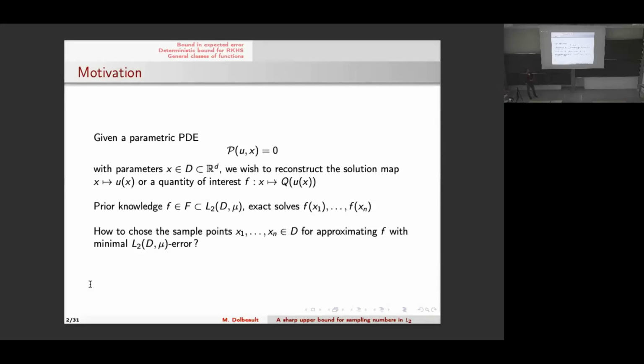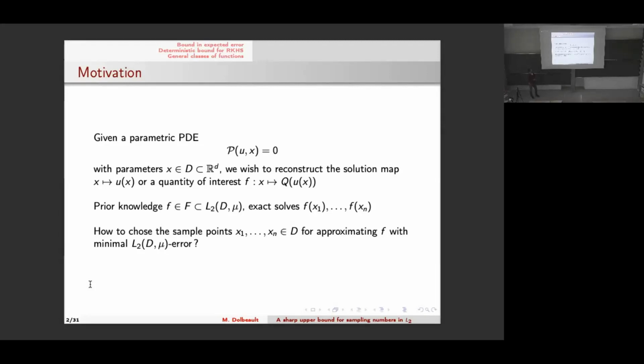Then I know that I have these exact solves, these function values, and I will also assume some prior knowledge on the function f. So remember that f is a function of the parameters, so if I talk about smoothness of f, it is with respect to the parameters. To denote that, I will assume that f is in some function class F, a class of smoothness or whatever.